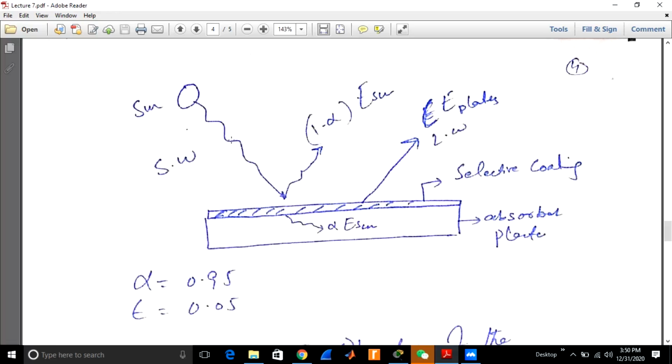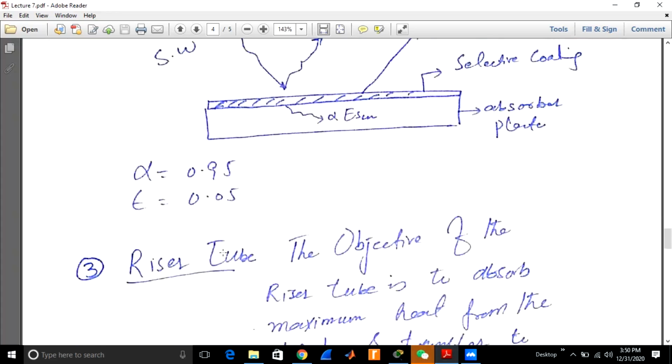The radiation comes from the sun to the body, so the minimum will be reflected and the maximum will be absorbed. When a body absorbs energy, it will emit back. When it emits back, the emissivity is very small. It means that a very minimum amount will be emitted back. So these are the values of absorbability and emissivity.